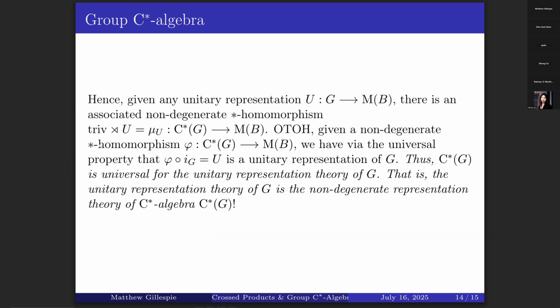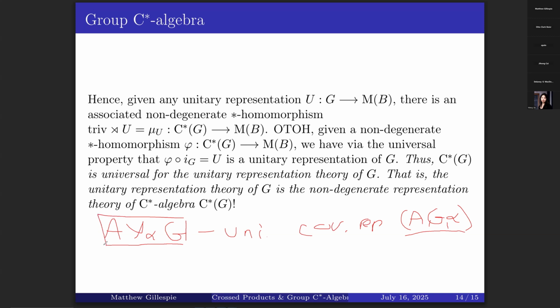Okay. So again, the main takeaway of this lecture is that the full cross product, our cross product A cross G, is universal for covariant representations of a dynamical system A, G, and alpha. So it takes the representation theory of this object and moves it to the representation theory of this object, which is much nicer because it's a C star algebra.